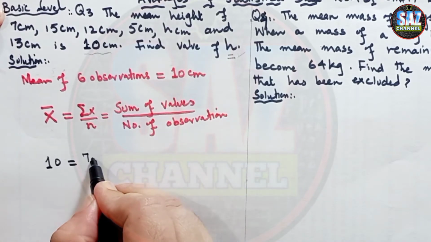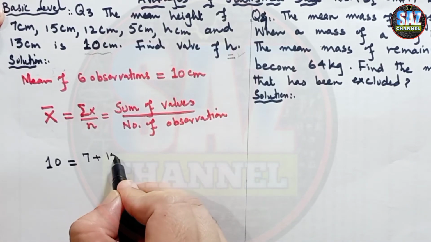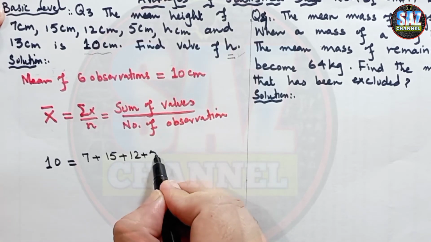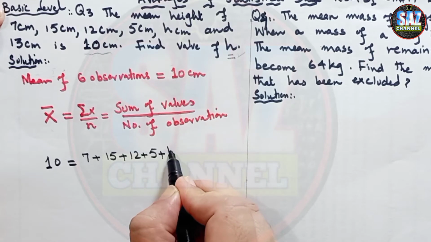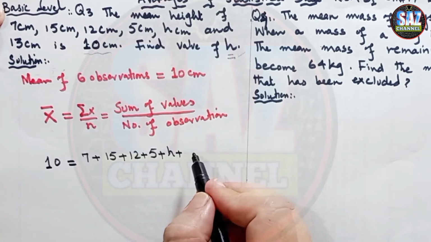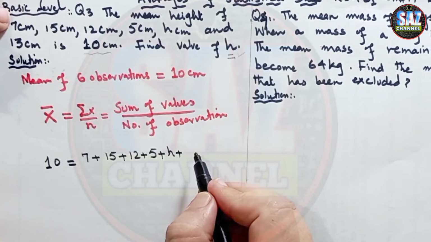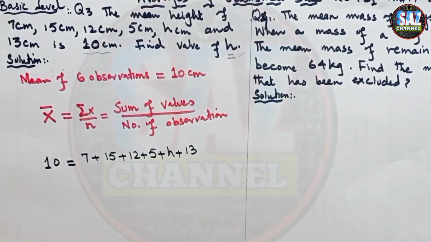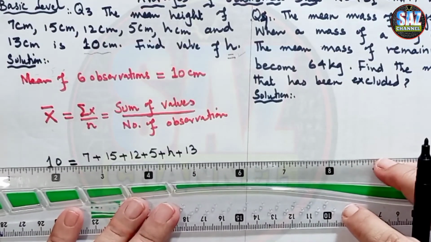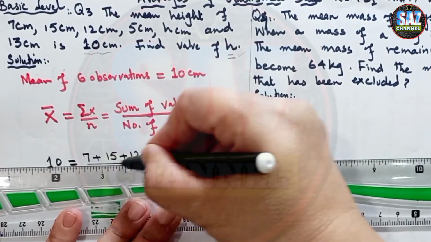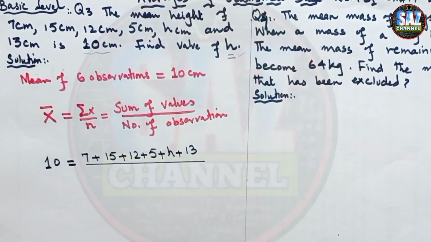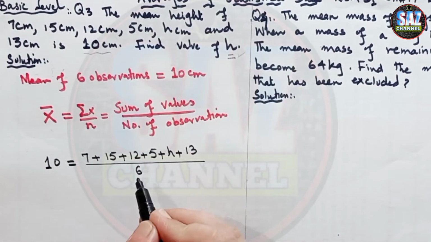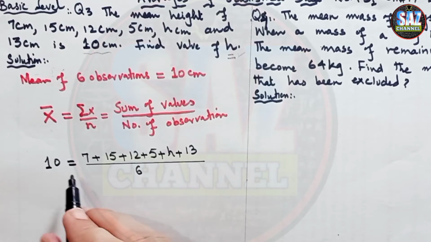For some time leave the unit. 7 plus 15 plus 12 plus 5 plus h and plus 13. Okay, and then we have to divide by the number of observations. And how many observations? 1, 2, 3, 4, 5, 6. 6 observations. Now very easy question, simple linear equation.